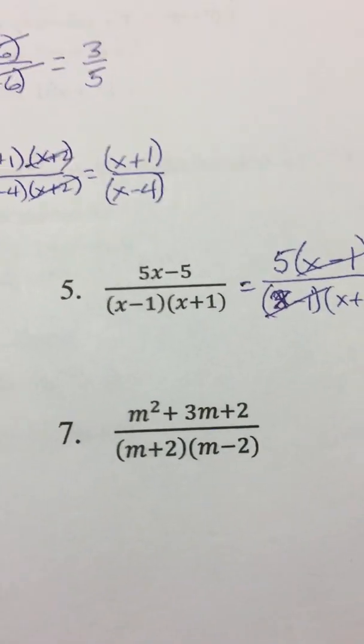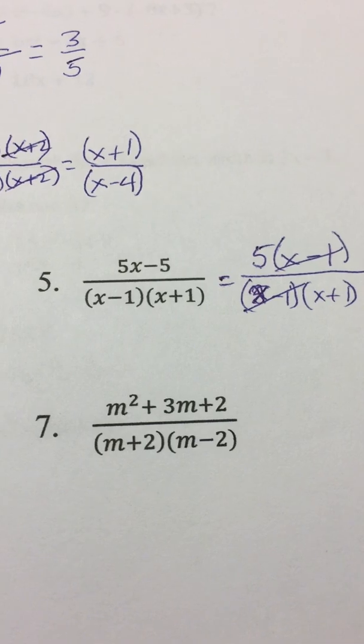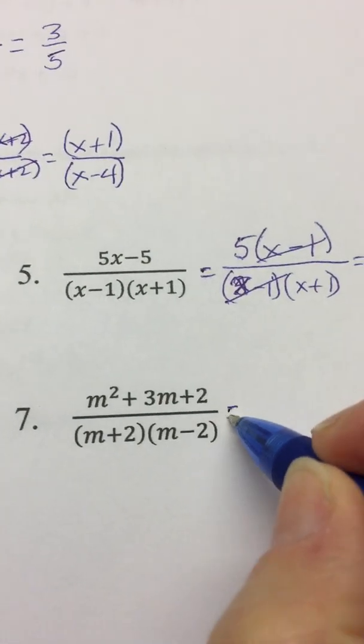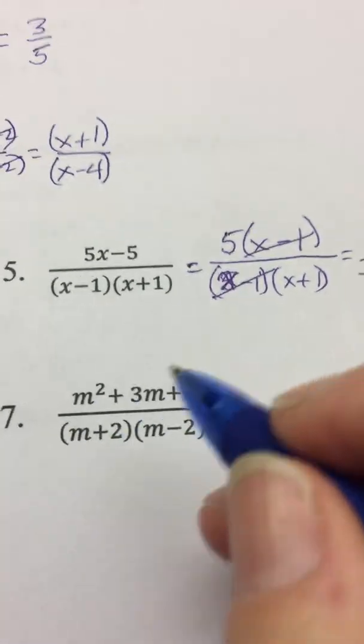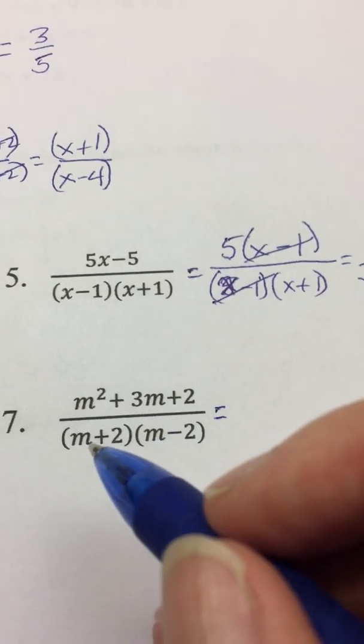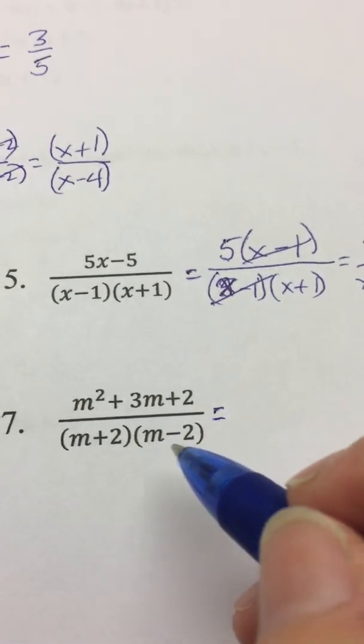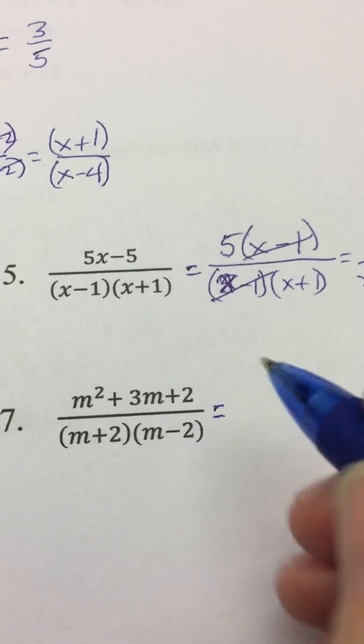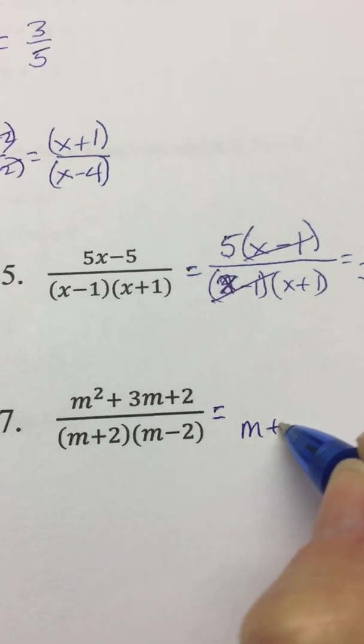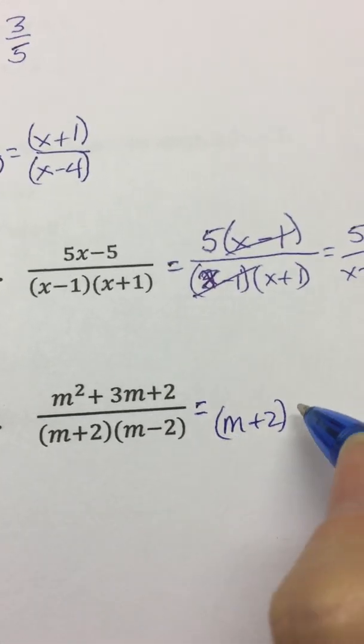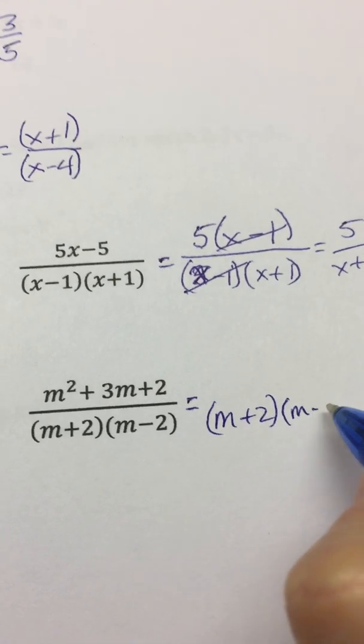Number 7, again, pause the video, go try it, see what you come up with. So we want to factor the top, factor the bottom, and see if anything will cancel out, because factors can cancel out. m plus 2 times m minus 2 are both factors on bottom already, so I don't think I need to do any more factoring on bottom. I'm hoping there's either going to be an m plus 2 or m minus 2, or maybe both of them on top.